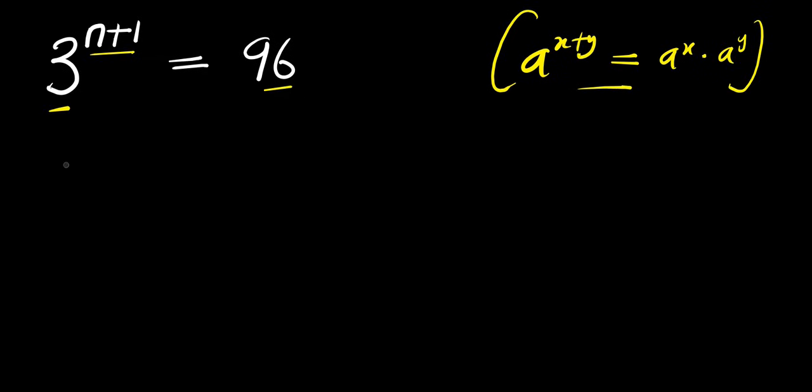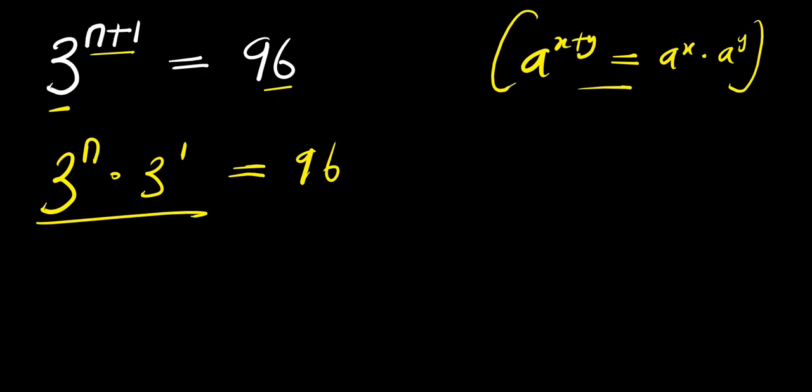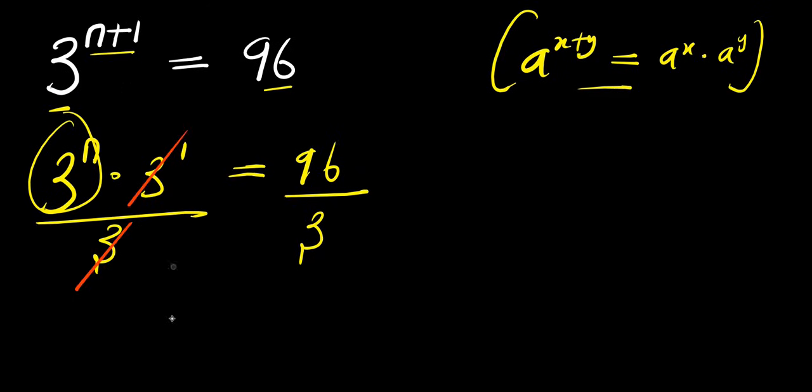Applying this right here, we have 3 power n times 3 power 1 equals 96. I divide this by 3 in order to isolate this, and divide this by 3. This eliminates this. So 3 power n equals 96 divided by 3. That is 32.